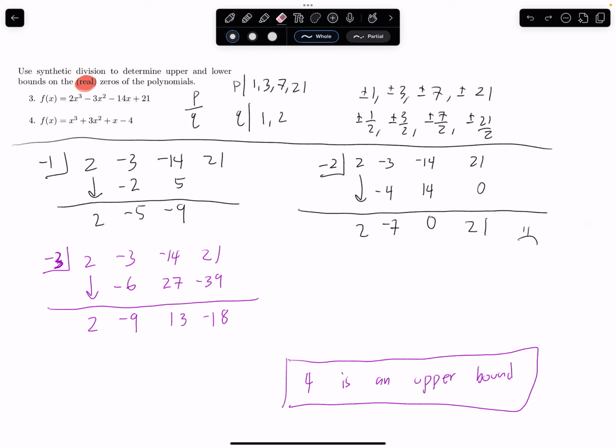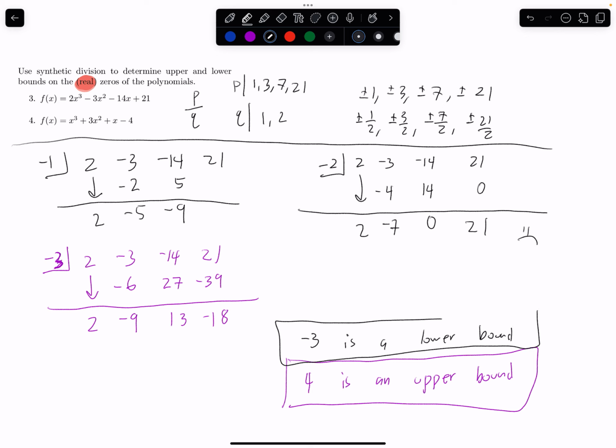So negative 3 is a lower bound. So that means, according to the theorem, that any real zero is going to be between negative 3 and 4. So good news is we can say, okay, 7 is out. So positive and negative 7 are out. Positive and negative 21 are out.